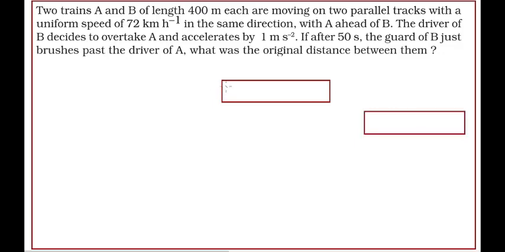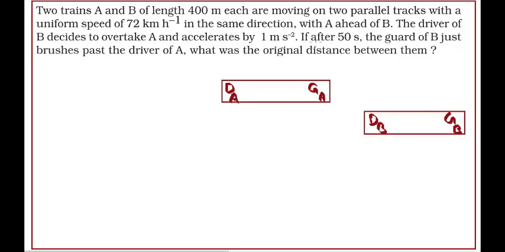So A and B. Let us mark the position of driver and guard. Here in train A, this is the driver of train A. This is the guard of train A. Similarly, the driver of train B and the guard of train B.